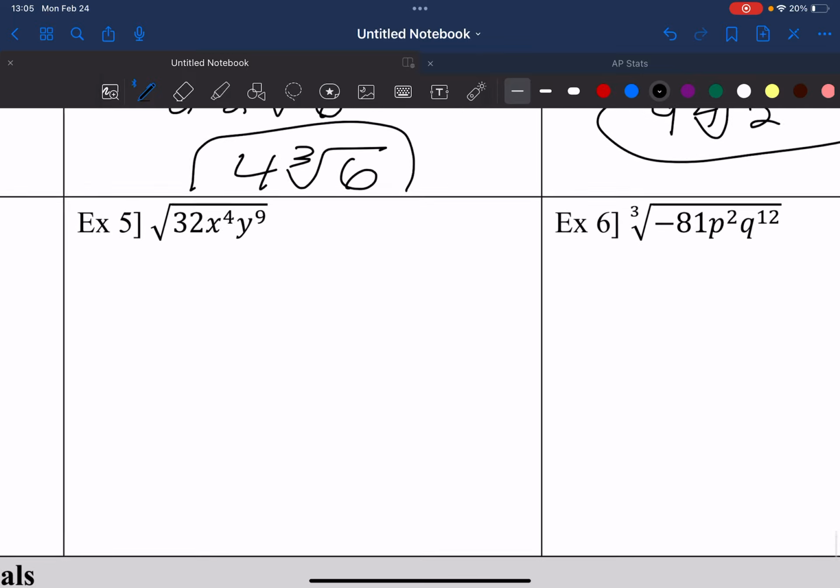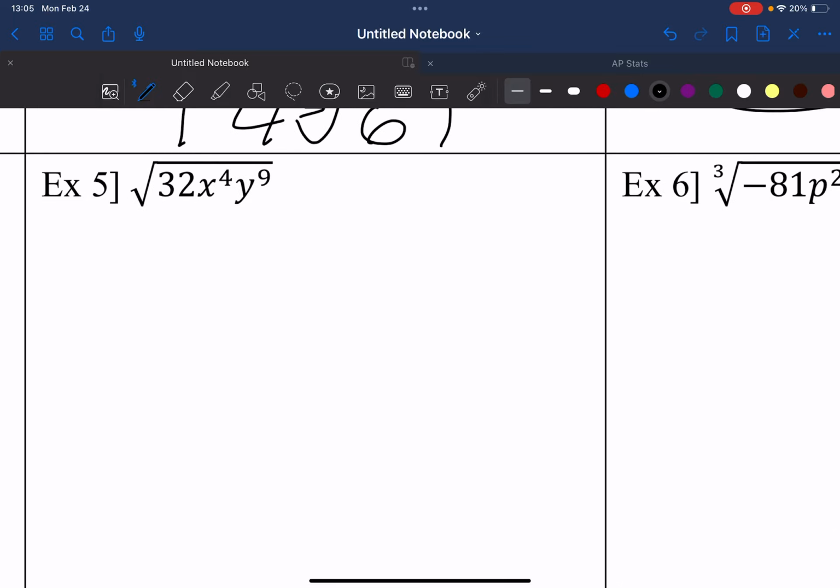Now, let's start bringing in some variables, okay? So when we have variables in here, in order to simplify this, we're going to treat this almost like 3 separate equations. So I'm going to say that this is the square root of 32, the square root of x to the 4th, and the square root of y to the 9th. Okay, I'm going to do the prime factor tree on 32.